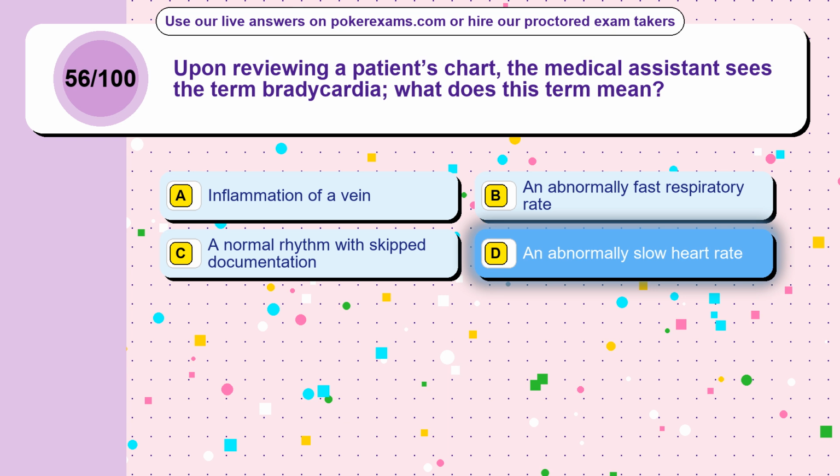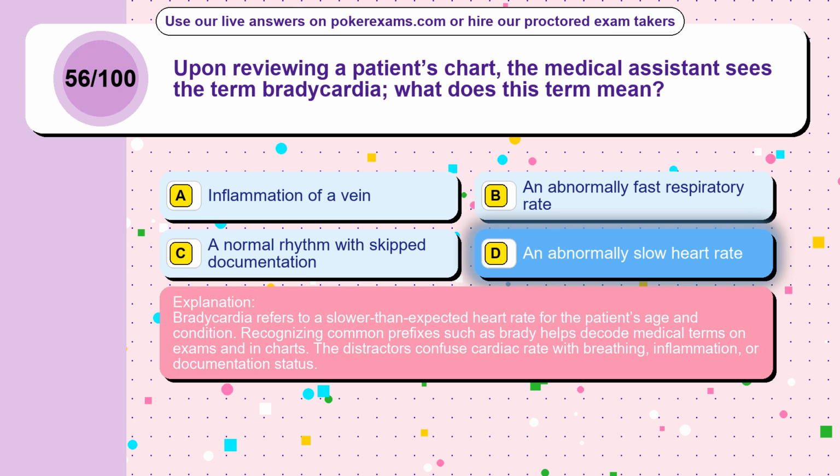An abnormally slow heart rate. Bradycardia refers to a slower than expected heart rate for the patient's age and condition. Recognizing common prefixes such as brady helps decode medical terms on exams and in charts. The distractors confuse cardiac rate with breathing, inflammation, or documentation status.